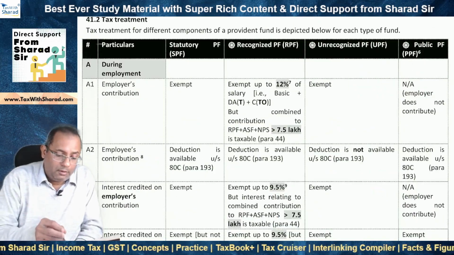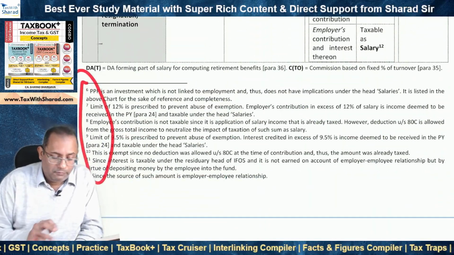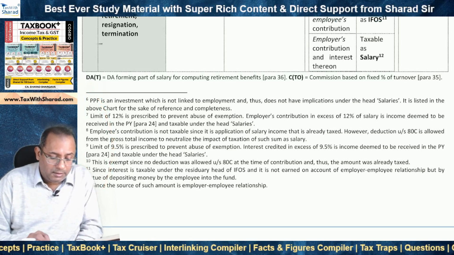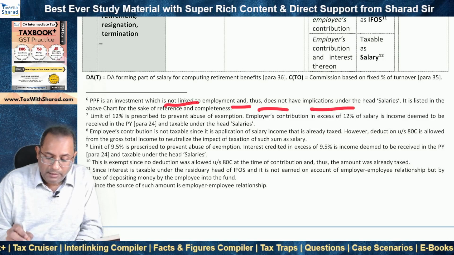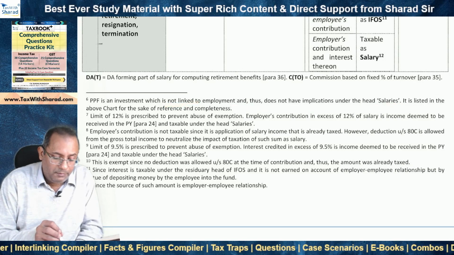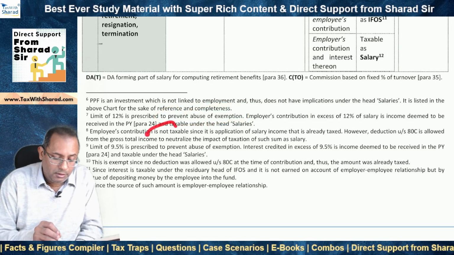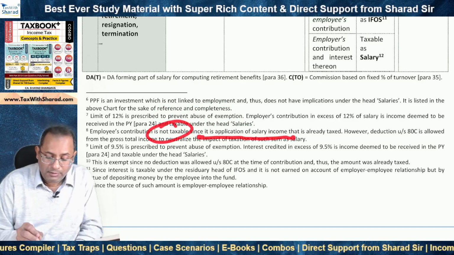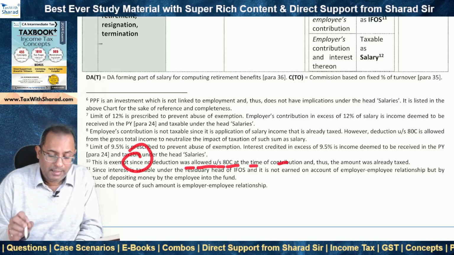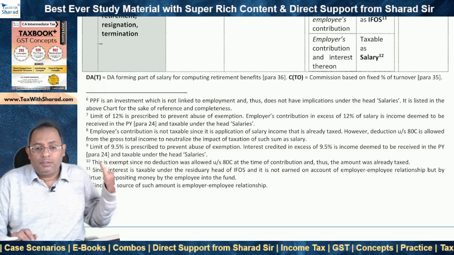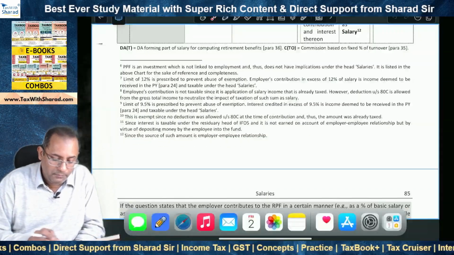So for example, we are talking about provident fund tax treatment, and then you see these footnotes which represent the various logics and reasoning. See, PPF is an investment which is not linked to employment and thus does not have implications under the salaries. Limit of 12% is prescribed. Why? To prevent abuse of exemption. Employees' contributions is not taxable. Why? Since it is application of salary. Okay, this is exempt. Why? Since no deduction was allowed. So logic and reasoning across TaxBook you will find for all the important provisions so that you clearly understand the why of a provision.